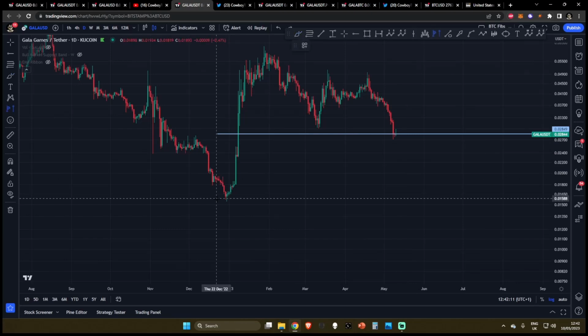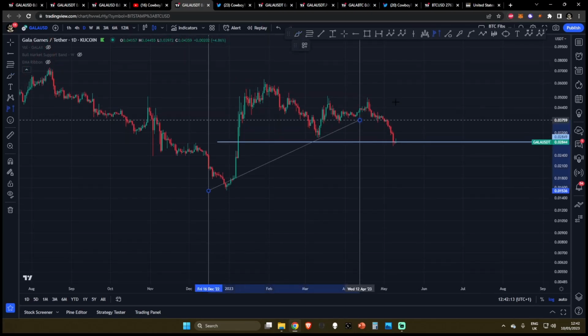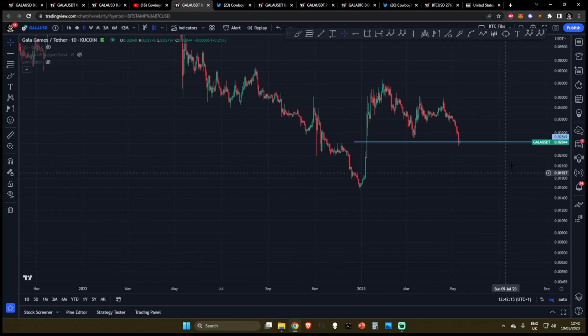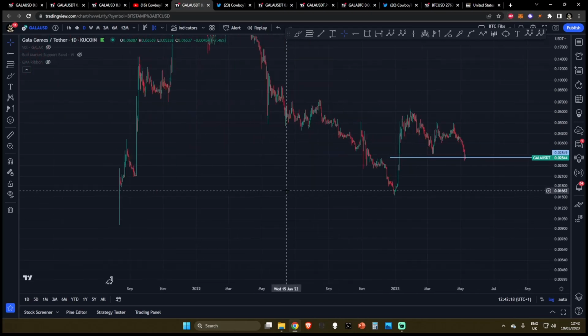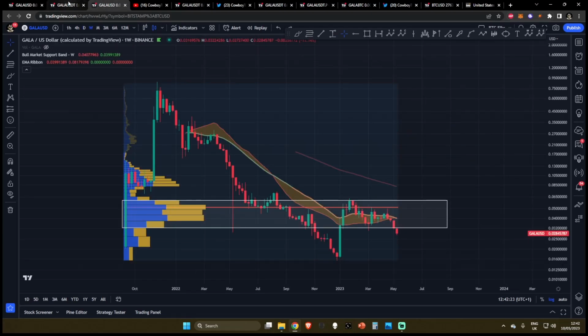There is obviously no data traded down here. There's no volume traded down here. If I zoom out further and say, what if we want to encompass all of the volume in GalaGames? Well, this is what we've done over in this chart over here.